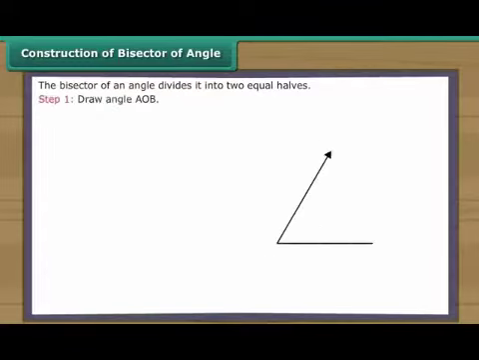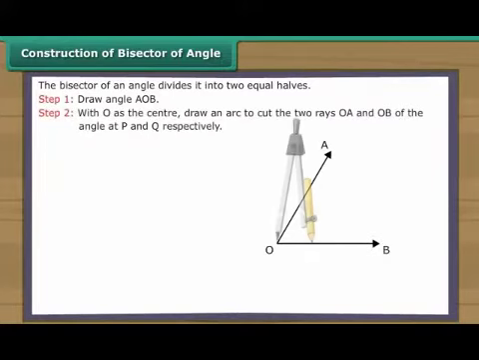Construction of bisector of angle. The bisector of an angle divides it into two equal halves. Let us learn to construct an angle bisector. Draw angle AOB. With O as the center, draw an arc to cut the two rays OA and OB of the angle at P and Q respectively.